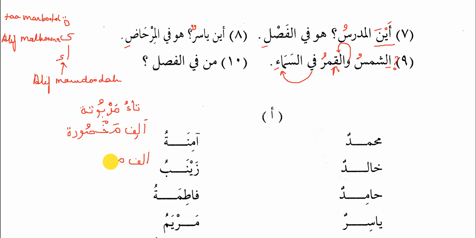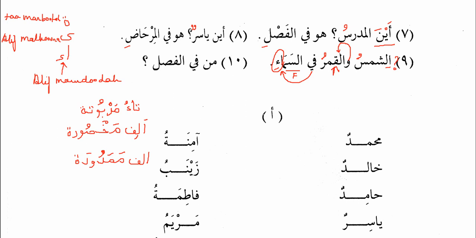Alif mamduda. So the alif and hamza, the name is alif mamduda. Now whenever you see this alif and hamza, know that the noun is feminine.